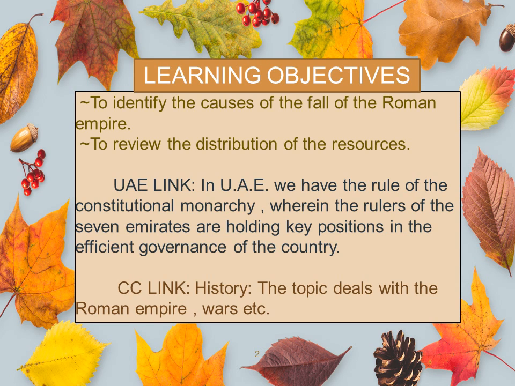Then in the U.A.E. link, we have the rule of the constitutional monarchy, wherein the rulers of the 7 emirates are holding key positions in the efficient governance of the country. Let us see the CC link. As the topic deals with the Roman Empire, the wars, and so on, it has to deal with history.